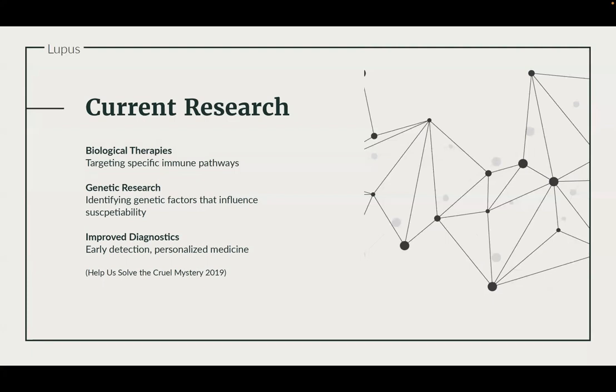Genetic research. So researchers are exploring genetic factors that may predispose individuals to lupus, and identifying these factors can lead to better risk assessment and more personalized treatment options. And lastly, improved diagnostics. So advances in diagnostic techniques are improving the ability to detect lupus earlier and more accurately. This can lead to earlier intervention and better management of the disease.